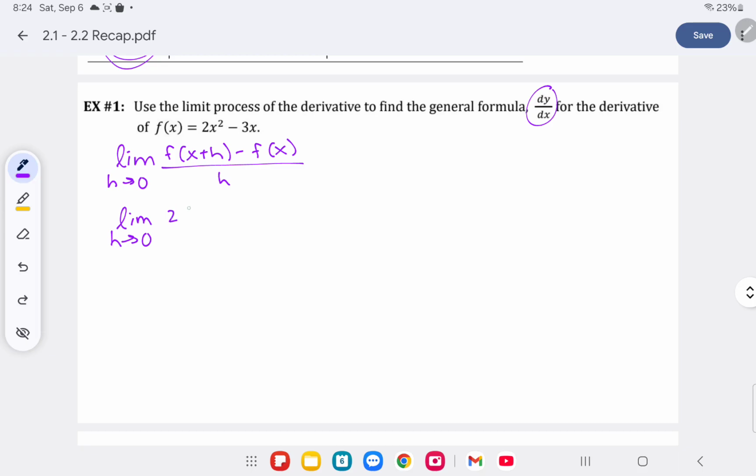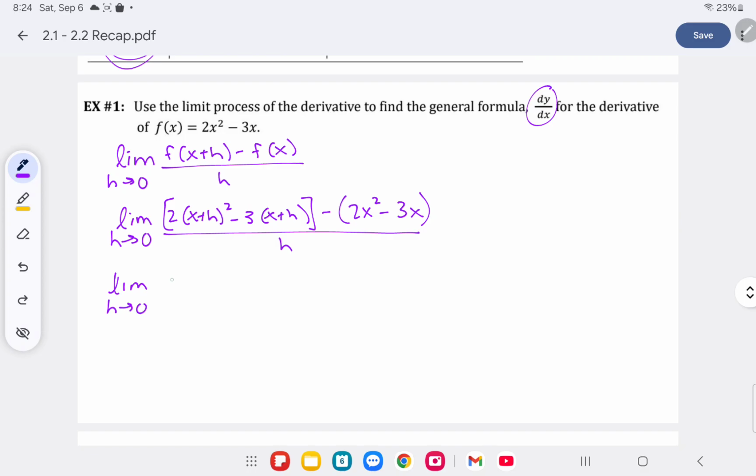So wherever there's an x, I'm going to put an x plus h. This is a longer function than we did before. And then we're going to just plug in x, which is just the function itself, all over h. Now I'm going to do some simplifying here. So I get 2x squared plus 4xh plus 2h squared minus 3x minus 3h.